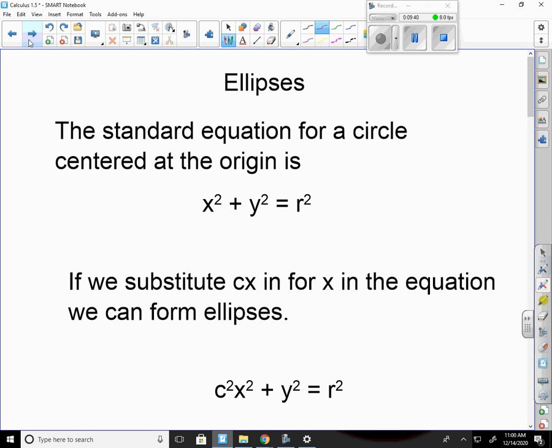That moves us on to ellipses. The standard equation for a circle centered at the origin is x squared plus y squared equals r squared. We did examples of circles already. I think it was in the last section or the section before. Okay, whenever we're creating ellipses, we're actually substituting c of x in, where c is just some constant, for x in the equation.